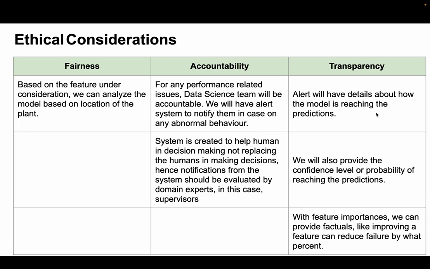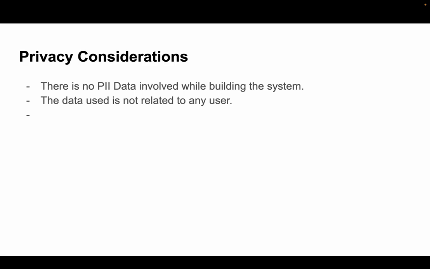Transparency. The alert will have details about how the model is reaching its predictions, some explainability. We will also provide the confidence level or probability of the predictions. With feature importance, we can provide factors like how improving a feature can reduce failure by what percent. Let's say if the RPM is reduced by this percent, the possibility of machine failure will reduce by a particular percent. All those factors can also be sent to the user.